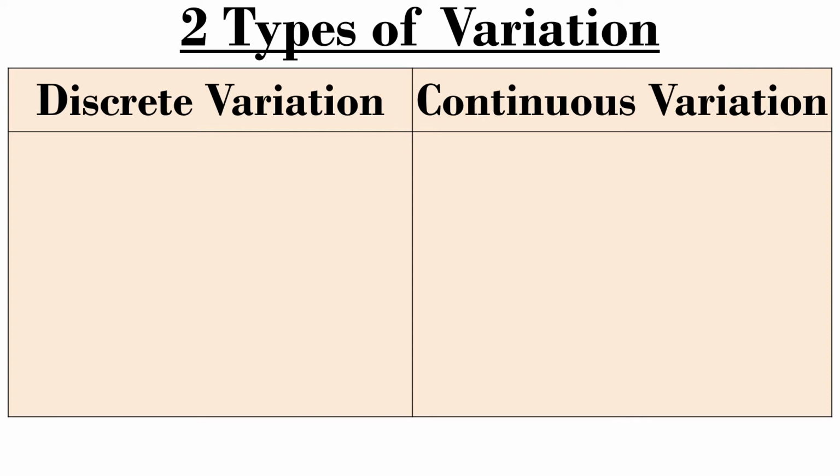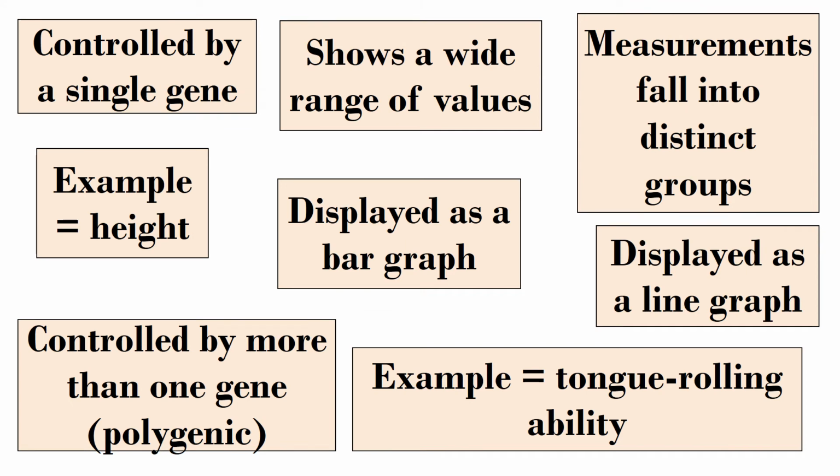So can you draw that table, please, and press pause. And now I would like you to copy those into the correct part of the table for either discrete or continuous. Once you've done that, press play again and I'll tell you if you're correct.